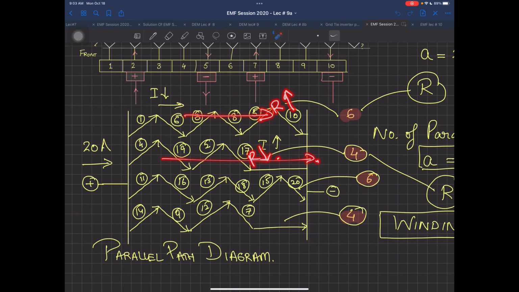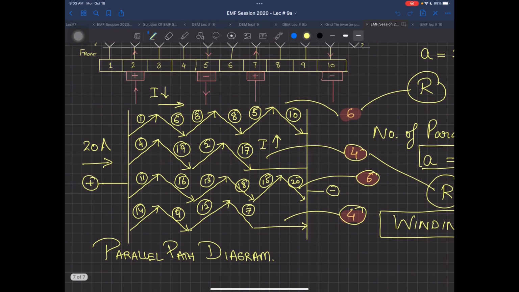So what will happen if you have supposedly 20 ampere coming inside? You have 4 parallel paths. You want 5 ampere, 5 ampere, 5 ampere, 5 ampere. But what will happen is that you will have something like 6 or 7 ampere here, maybe 4 here, then again 6 over here, 4 over here, 6 here, 4 over here. So this is an unequal, unsymmetrical winding.